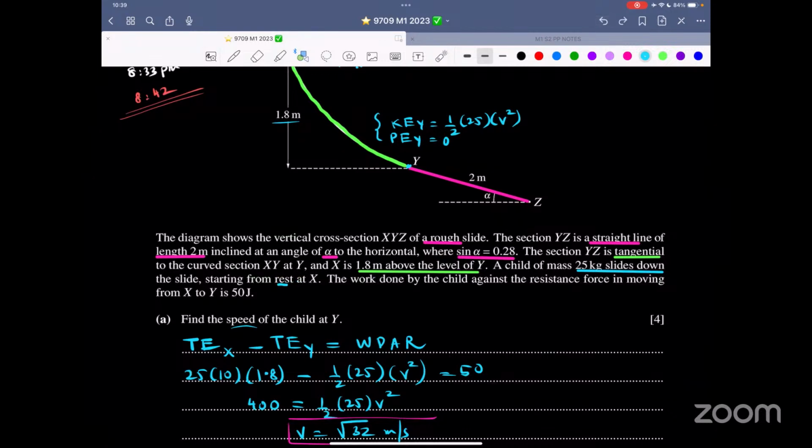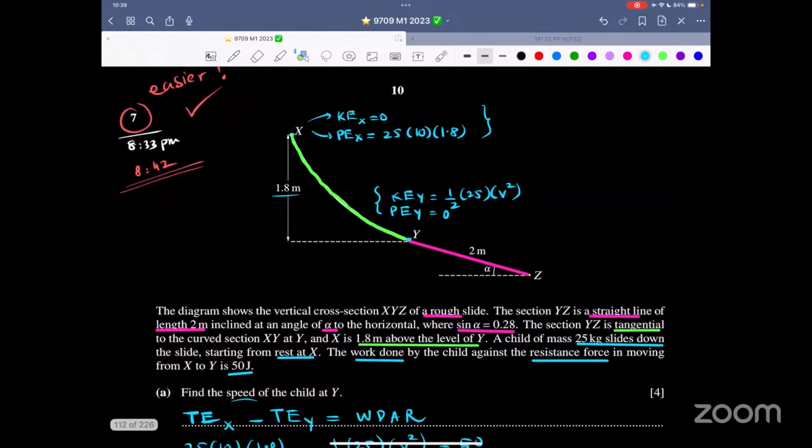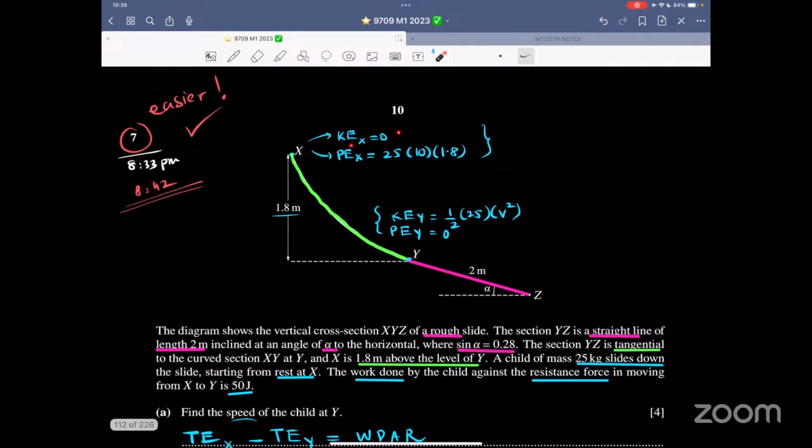So that is rest at X. The work done by the child against the resistive force is 50 joules. Find the speed of the child at Y. Now the concept is that total energy at X minus total energy at Y equals work done against resistance. Kinetic energy at X is 0 because it started from rest. Potential energy, use the vertical height, mgh. Kinetic energy at Y, half into mass into V square.